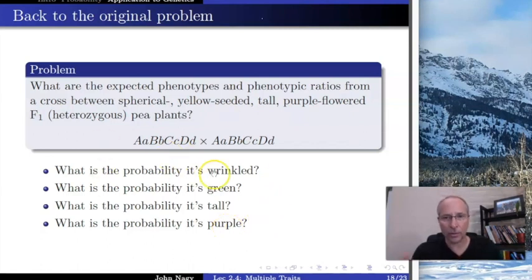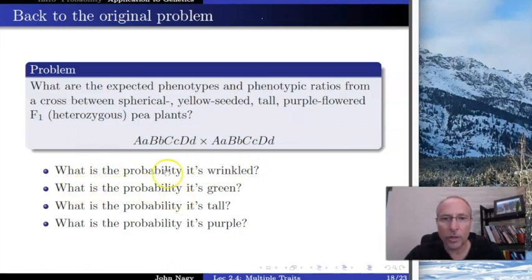Okay, so start like we did before. What's the probability that it's wrinkled? Okay, so now we ignore the B's, C's, and D's and just look at the A's. So big A, little a cross big A, little a. Same thing we've done before a million times. It's that Punnett square, and what's the probability it's wrinkled? Well, is wrinkled dominant or recessive? Because if it's dominant, it's 3/4. If it's recessive, it's 1/4. Well, we know wrinkled is recessive. Okay, good. So the probability is 1/4.